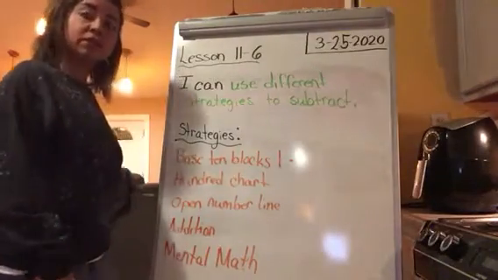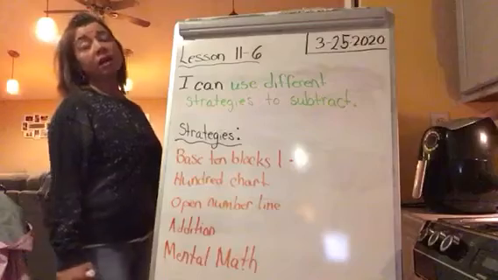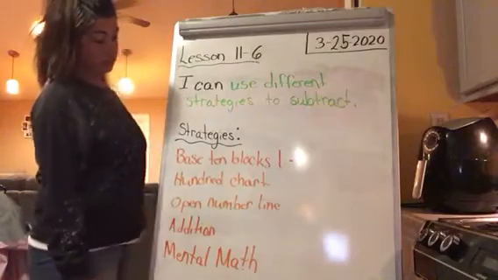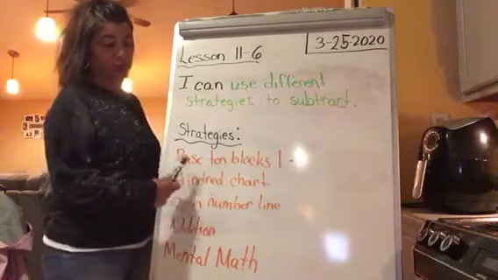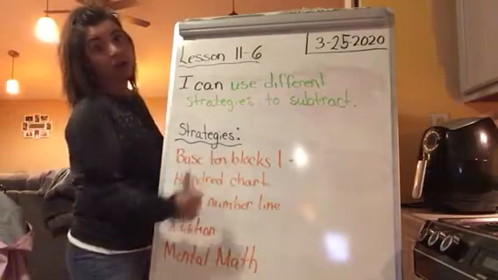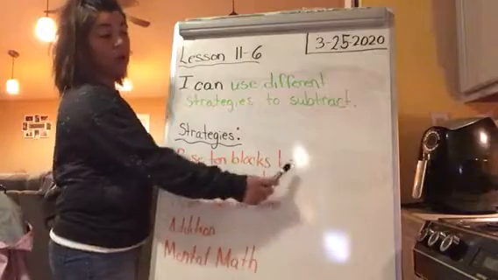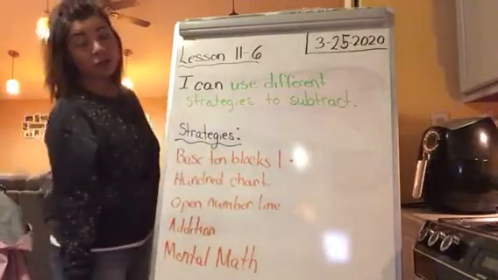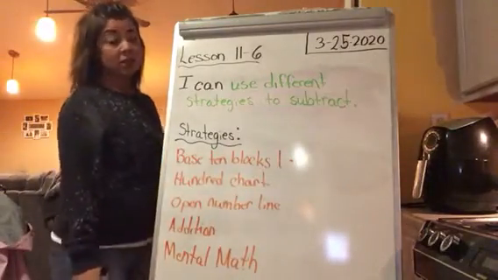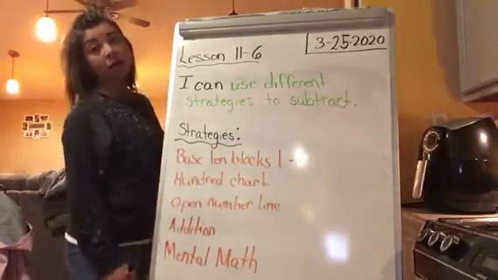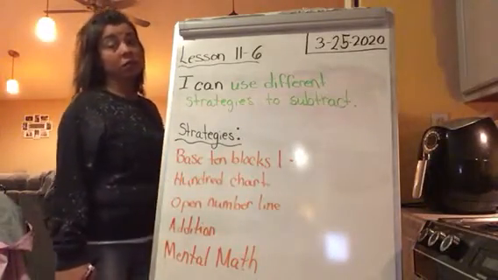So, let's take a look at some of the strategies that we have learned throughout this topic. The first strategy that we talked about was base 10 blocks. Base 10 blocks are where you can use 10 rods, this straight line, or you could use cubes, a dot, to represent the ones, and you take away what it tells you to take away in the equation.